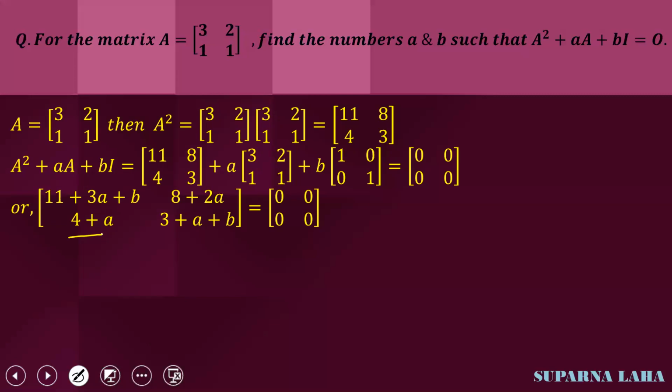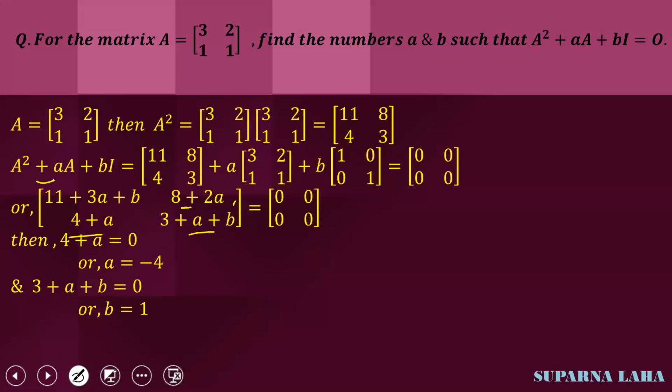Clear? And from any other equation also, you can find a. Whatever equation you want to choose, find the value of a and b. So here I am choosing 4 plus a is equal to 0. That means a is equal to minus 4. And you can easily put the value in one of these two equations, that is 11 plus 3a plus b is 0 or 3 plus a plus b is 0. From any of them, you can easily find the value. Here I am choosing 3 plus a plus b is 0. So put the value of a, that is minus 4, and plus 3, that will be minus 1. So b will be 1.